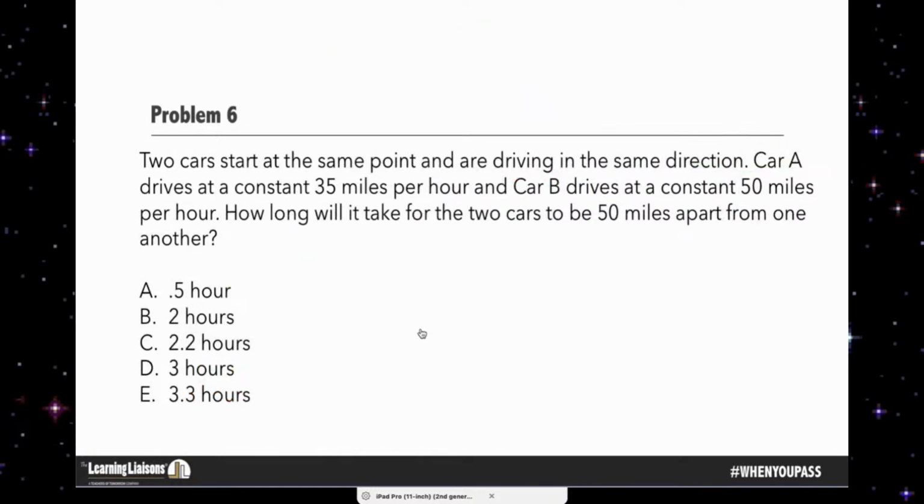Ooh, another speed and velocity problem. Two cars start at the same point and are driving in the same direction. Car A drives at a constant 35 miles per hour, and car B drives at a constant 50 miles per hour. How long will it take for the two cars to be 50 miles apart from one another?